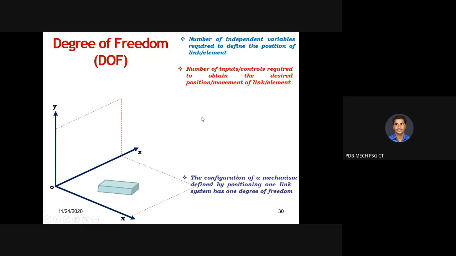So please read the definition for degrees of freedom. The number of independent variables required to define the position of the link or element. That is the main definition for degrees of freedom. Or otherwise, the second definition you can call it the number of inputs or controls required to obtain the desired position or movement of the links. So any definition that holds is applicable for degrees of freedom. I can explain how you can understand degrees of freedom.